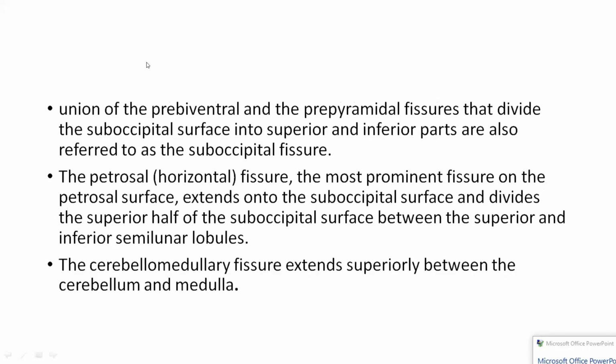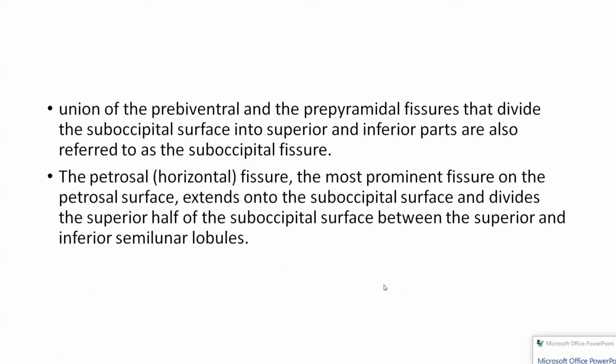Now, these are the important fissures, the pre-biventral and the pre-pyramidal fissures. They are named on the basis of the lobules they are separating, and they divide the suboccipital surface into superior and inferior parts. Whereas the petrosal or the horizontal fissure, that is most prominent on the surface, extends onto the suboccipital surface and divides the superior half of the suboccipital surface between the superior and inferior semilunar lobule. Whereas the cerebellomedullary fissure is the one that extends superiorly between the cerebellum and the medulla.